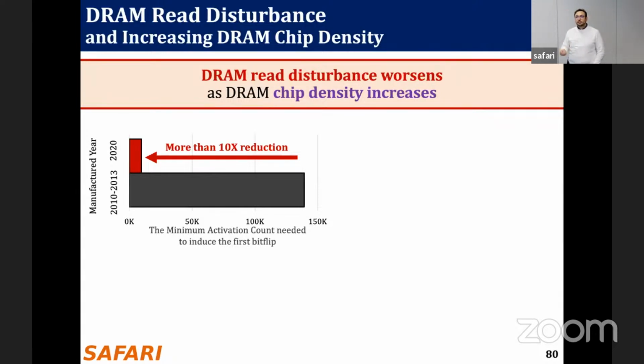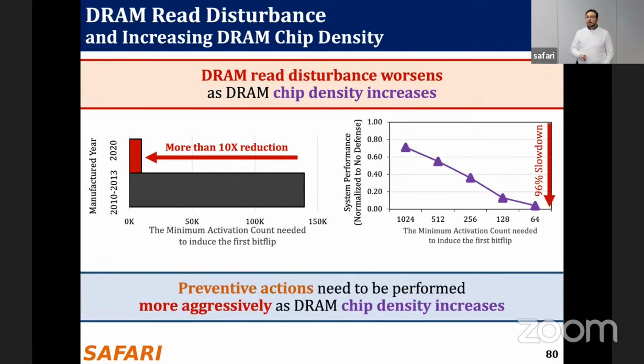With increasing DRAM chip density, the RowHammer or DRAM read disturbance problem is getting worse. Again, there is more than an order of magnitude reduction in the necessary activation count to induce the first bit flip, and it can cause significant performance overheads. This means that preventive actions need to be performed more aggressively as DRAM chip density increases, and they cause significant performance overheads.